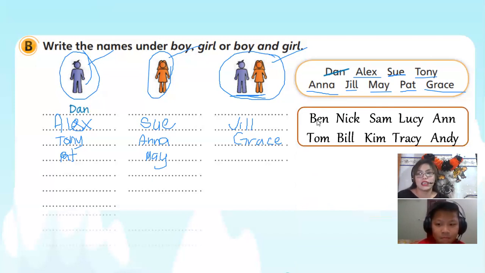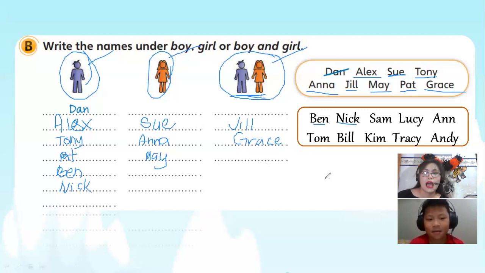Oh, we still got names over here. Let's start with Ben. Ben is? A boy, yes. Ben. What about Nick? I think Nick is a boy. Nick is also a boy. Sam. Sam is a boy. Okay, boy. Lucy. Girl. Okay, girl. Lucy. What about Anne? Girl. Okay, girl.